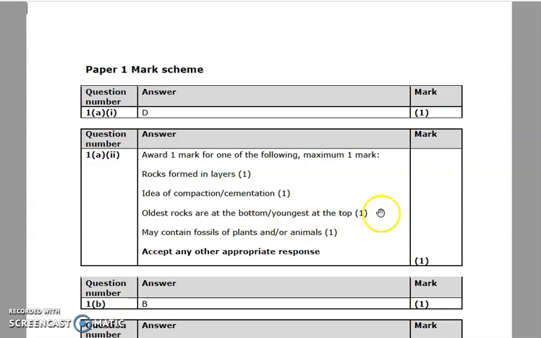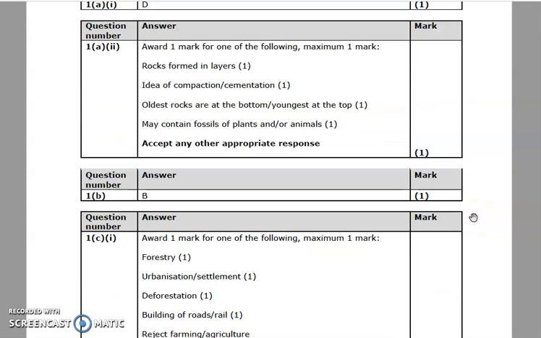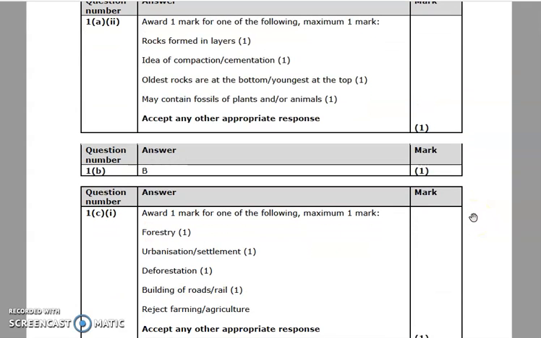The next one, the area where we would expect to see a granite landscape, is B, southwest England. Again, check the maps, check where we would expect to find these different types of landscapes and different rocks. Another type of human activity which can affect the landscape: forestry, urbanisation, deforestation, building of roads or rail or settlement. But you could not have farming or agriculture because these are not another type.